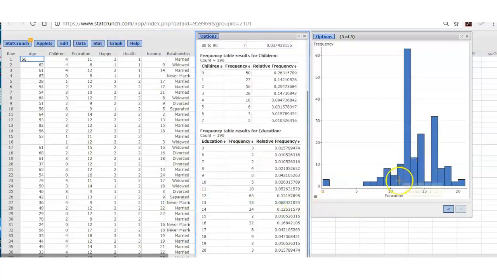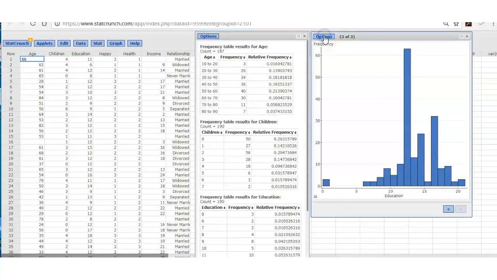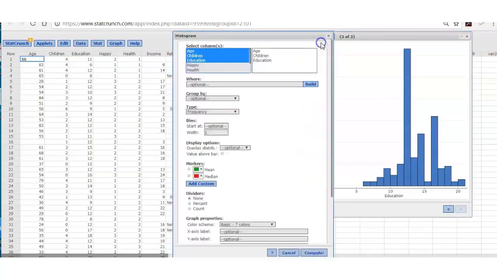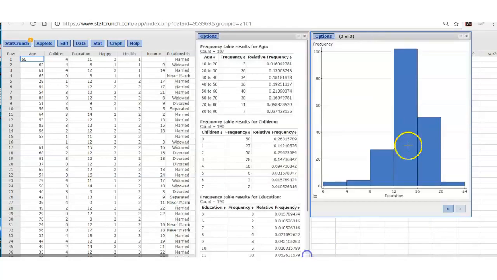Now for this one, if we wanted to group these differently, we could go back and change the class width. For example, if we wanted to make the width 4, that would make fewer classes that we'd have to look at. This gives us a little bit different picture of our data. This tells us that most of our data was in the 12 to 15 years of education. That would be people that finished high school and possibly had 1, 2, or 3 years of college.